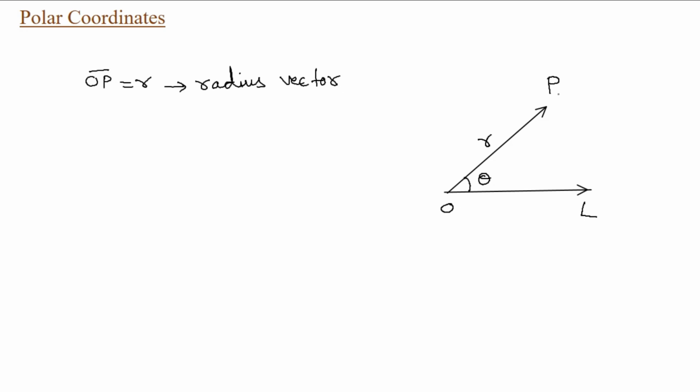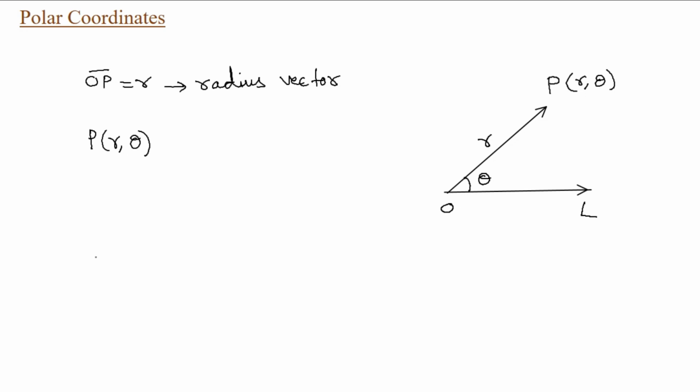Then this point P can be represented in the form of these two coordinates r and theta. Then this r and theta will be called the polar coordinates. So the point P is represented in the form of the coordinates r and theta. Therefore these coordinates are called the polar coordinates.